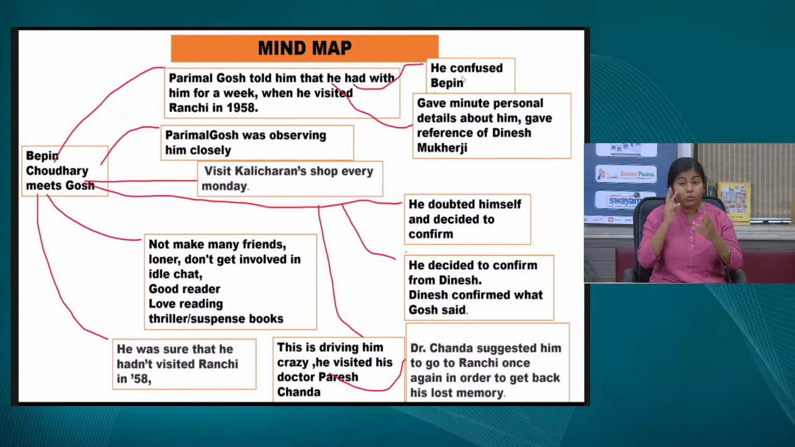So this is the first part of the prose lesson, where I've tried to summarize the whole incident in a few sentences. This will help the whole class to memorize the incidents, how they take place in order, and they can have a gist of the first part of this prose lesson.